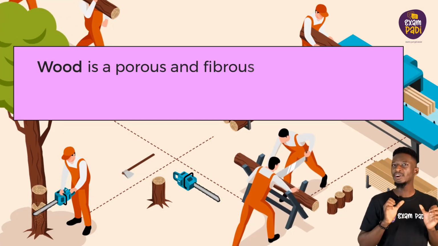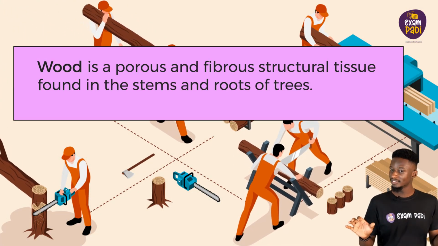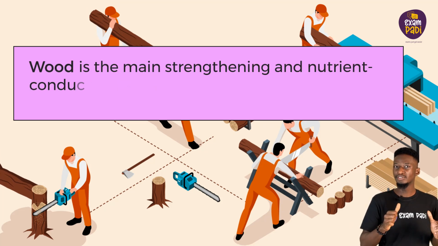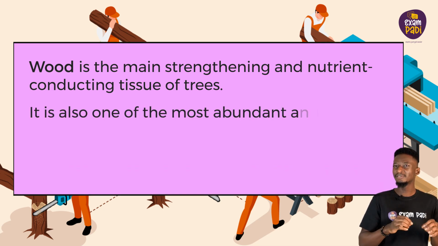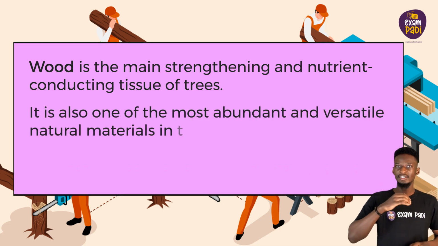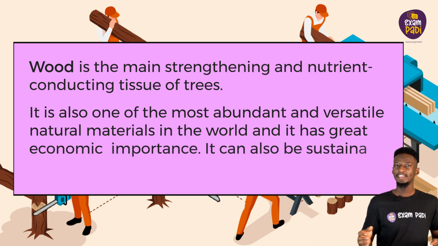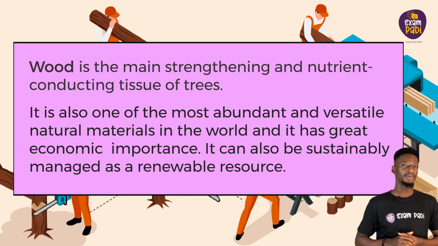Wood is a porous and fibrous structural tissue found in stems and roots of trees. Wood is the main strengthening and nutrient-conducting tissue of trees. It is also one of the most abundant and versatile natural materials in the world, and it has great economic importance. It can also be sustainably managed as a renewable resource.